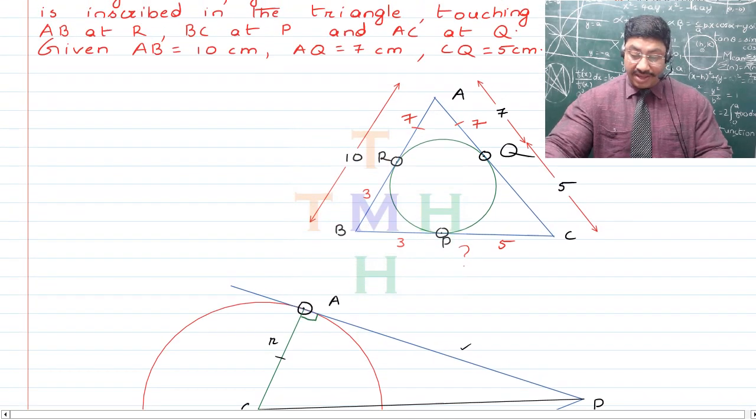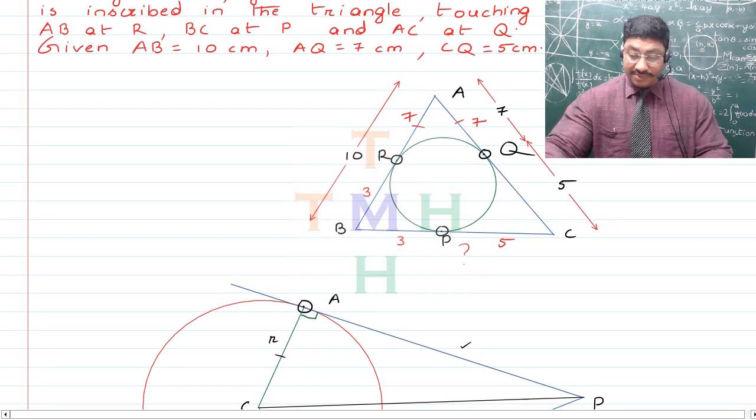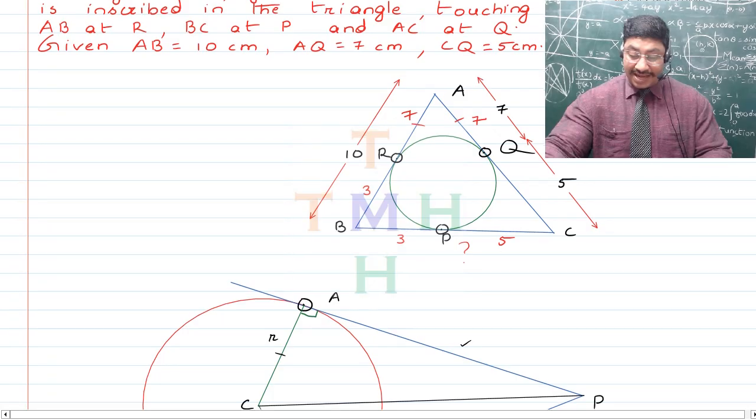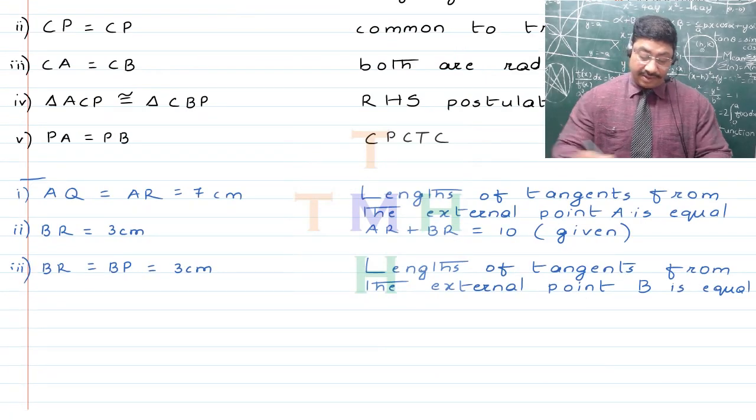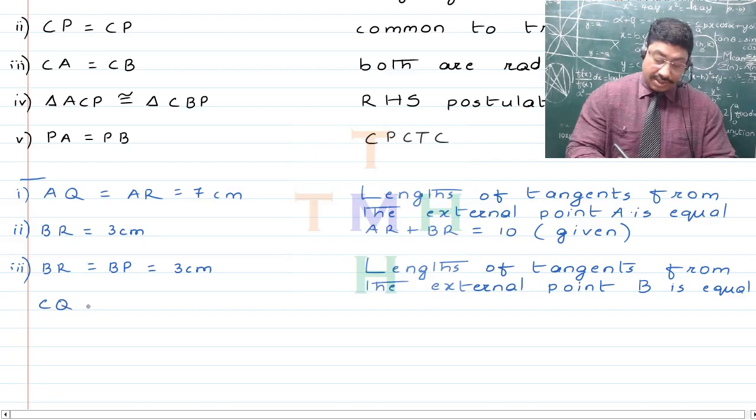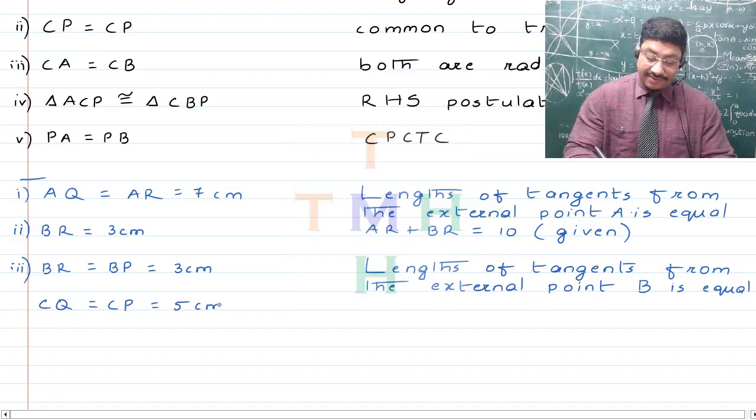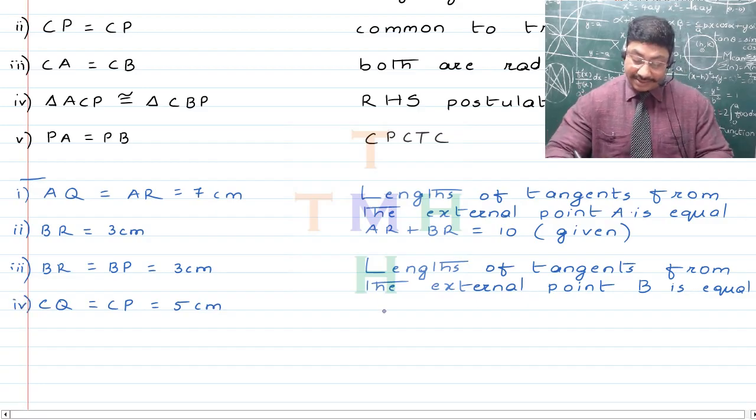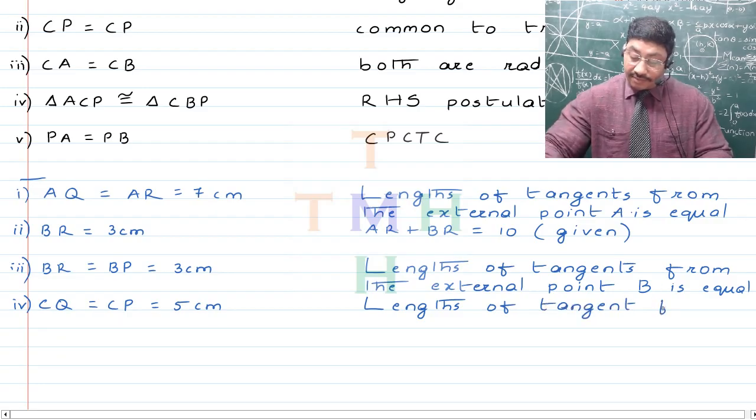So here we have CQ, which has been given to us to be 5, so we will say that CP will also be 5. So CQ is equal to CP, and that will become equal to 5 centimeter. And again here you will say the same, that is, length of tangent from external point. Which point? C.